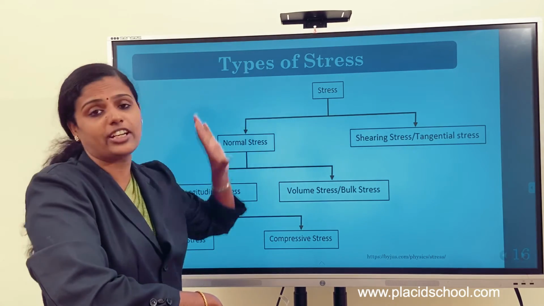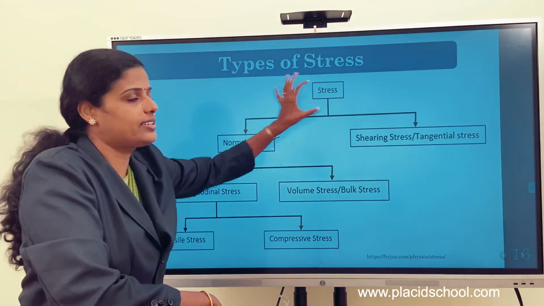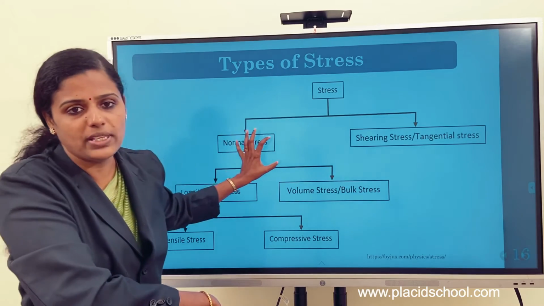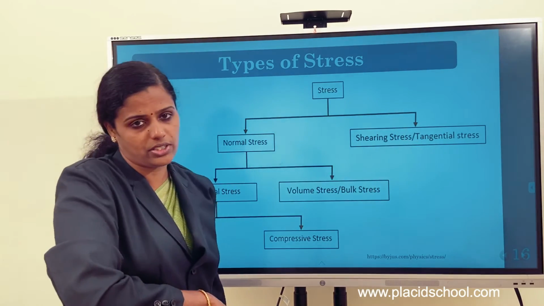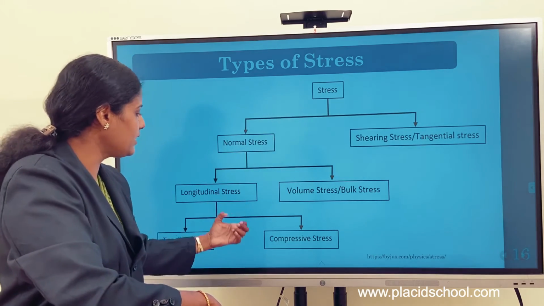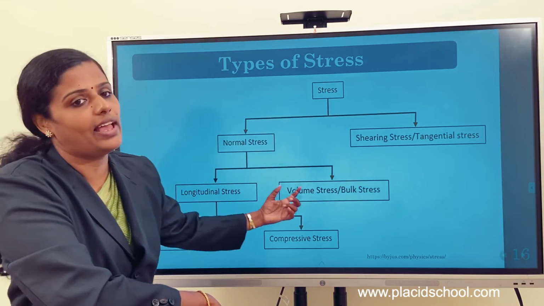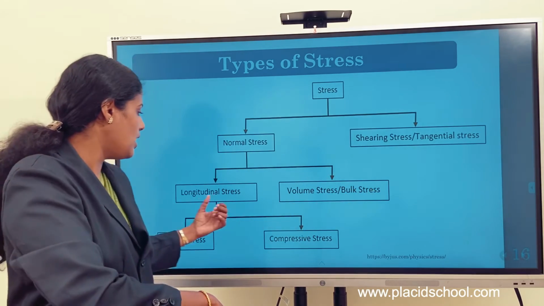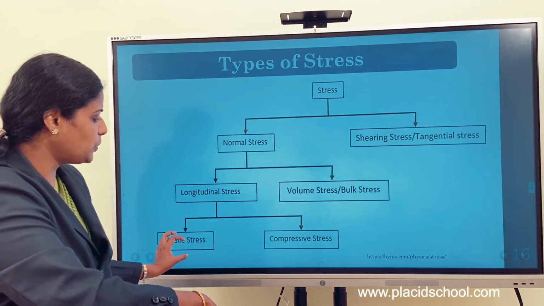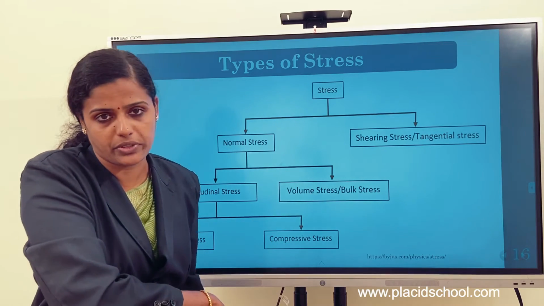There are different types of stress. Stress can be classified as normal stress and shearing stress. Shearing stress is also known as tangential stress. The normal stress is again classified as longitudinal stress and volume stress. Volume stress is also known as bulk stress. And longitudinal stress is again divided into tensile stress and compressive stress.